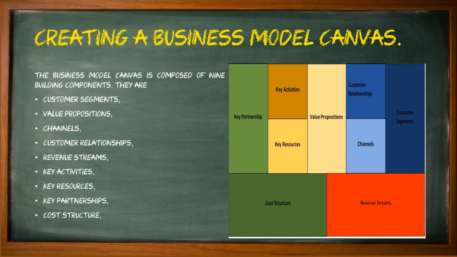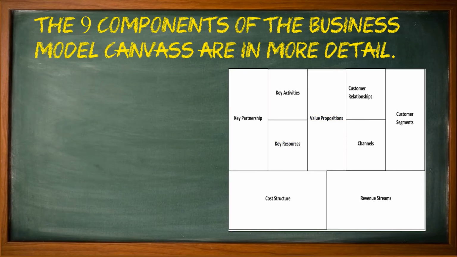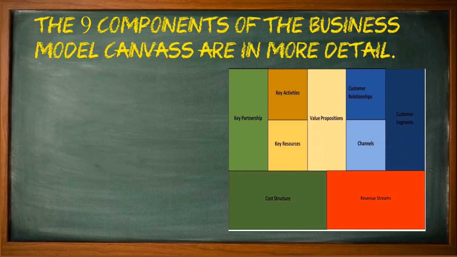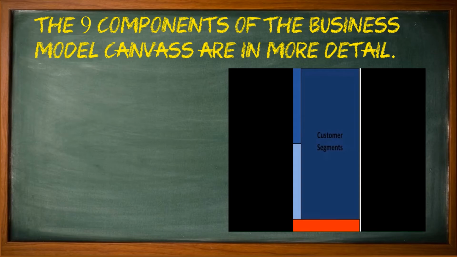When filling out a business model canvas, brainstorm and research each of these components. The data gathered can be put in each relevant section of the canvas. Have the business model canvas ready when you start the exercise. Let's look at the 9 components of the business model canvas in more detail. One of the 9 components of the business model canvas is the customer segments.